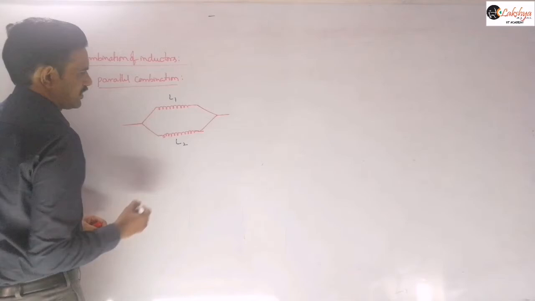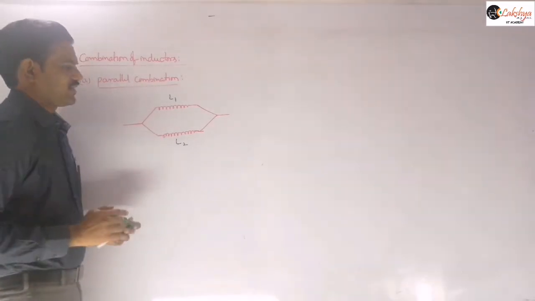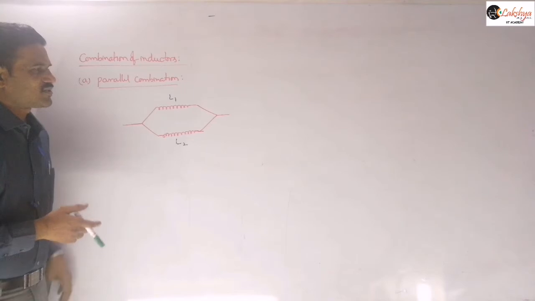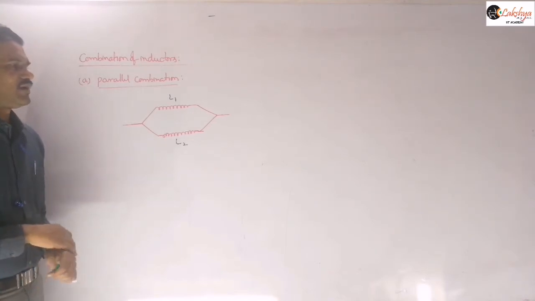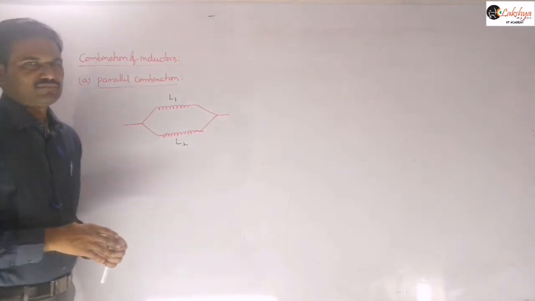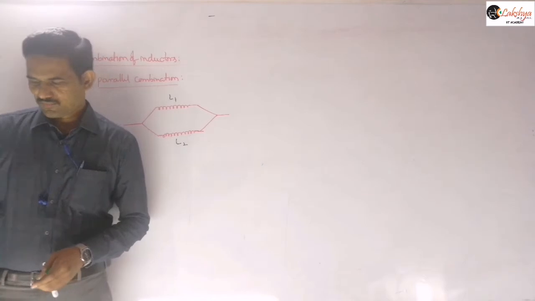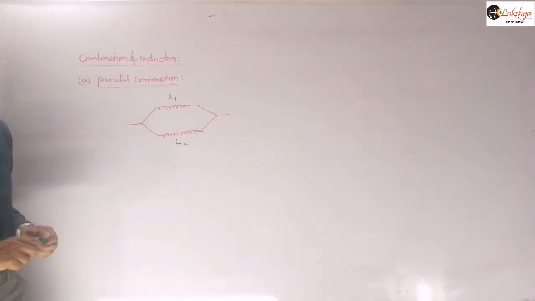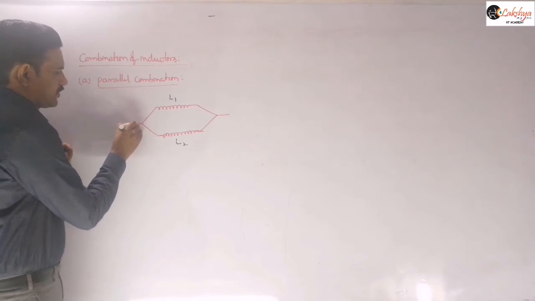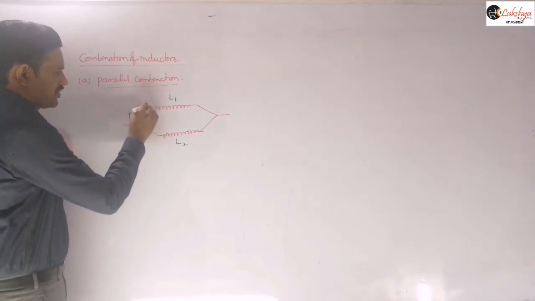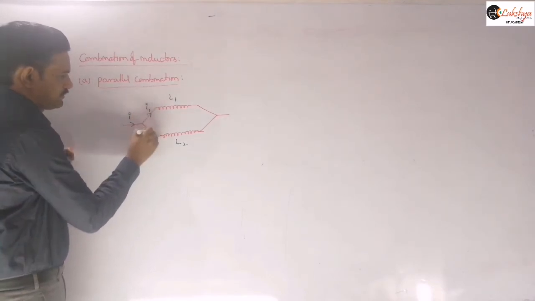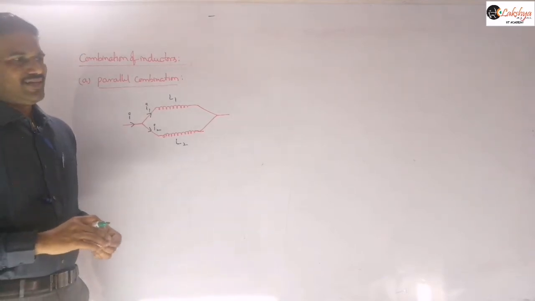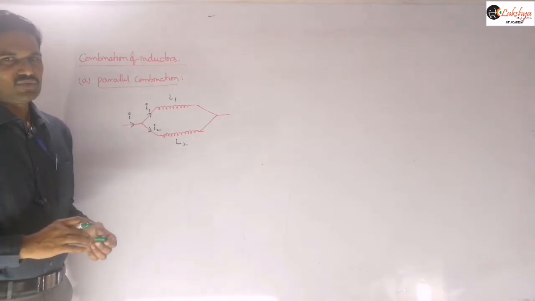So this is L1 and L2 we are taking there, right? Such two inductors are joined in parallel with each other. So you may mention that consider two inductors of self-inductance L1 and L2 are connected in parallel as shown in figure. Neglect the mutual inductance between the two coils.